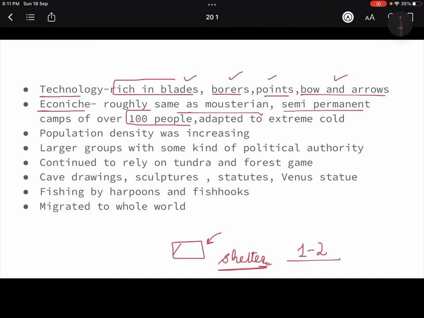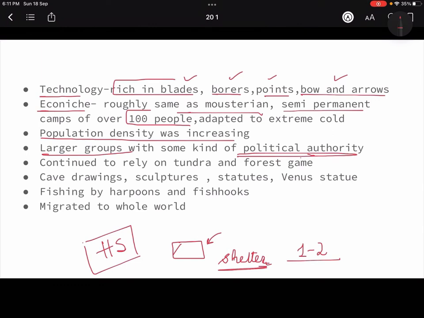So again this shows how the species were evolving and adapting to different, newer environments, and that too successfully, right? So population density increasing. Just imagine this is the time Homo sapiens had come. So obviously there will be advanced things only, right? Then they were living in larger groups with some kind of political authority.